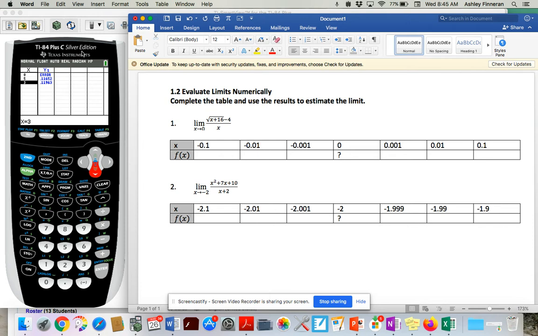But we know from yesterday or from earlier in the week that when we are evaluating limits numerically, we're trying to figure out what is happening to the y values as x is getting closer and closer to whatever our target value is. So in example number 1, that target value is 0. So what's happening to the y values as x gets closer and closer to 0?